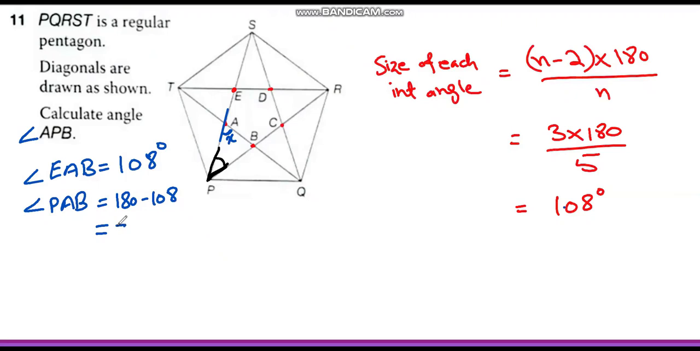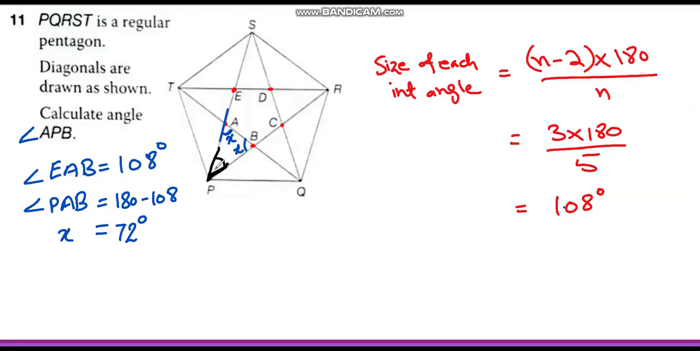So it should be 72 degrees. Now we can see that these triangles are isosceles triangles, meaning the triangle PAB is an isosceles triangle which has the same base angles. Definitely this should also be 72, meaning its size is also X, which means 72.